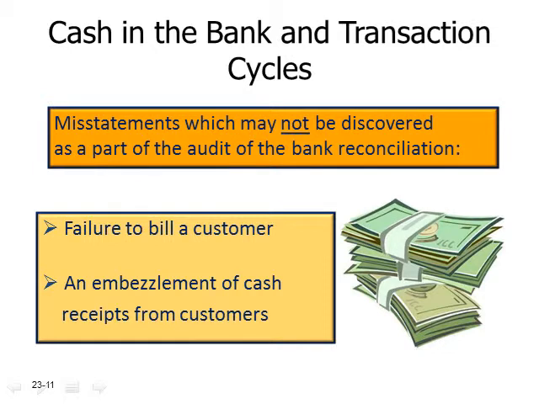So misstatements can happen that are not discovered as part of our bank-to-book reconciliation, and those would be items like failure to bill a customer or an embezzlement of cash receipts from customers. So these are examples of items that might not fall out as a part of our bank-to-book cash reconciliation.